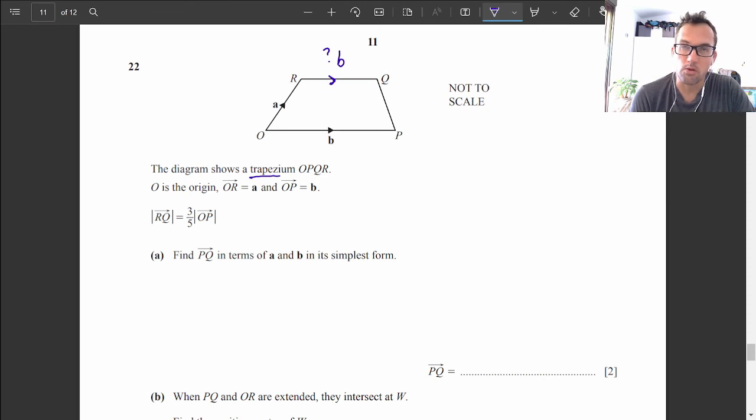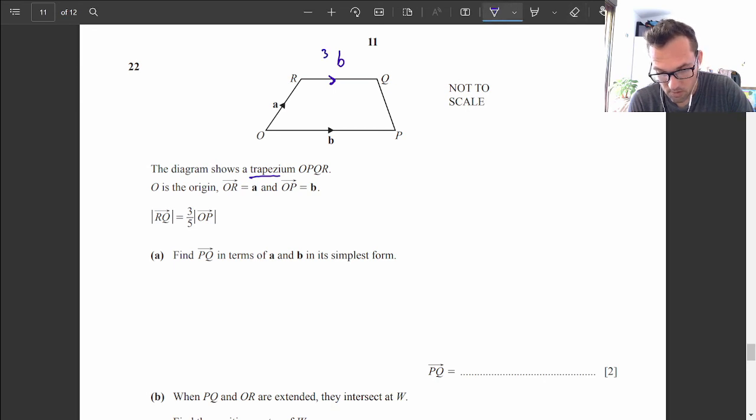So that means it's also the vector B. We just don't know the fraction yet. Then it tells us about A and B, and there they go, the magnitude. RQ equals 3/5 of OP, so that means RQ is 3/5 B.